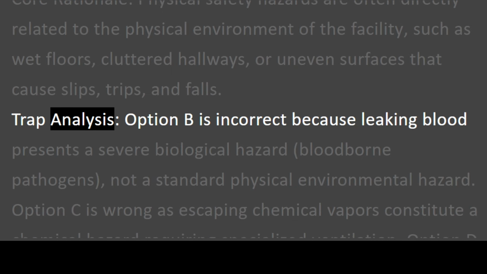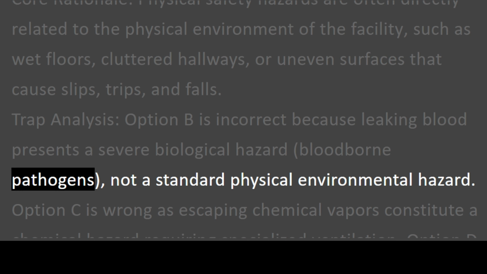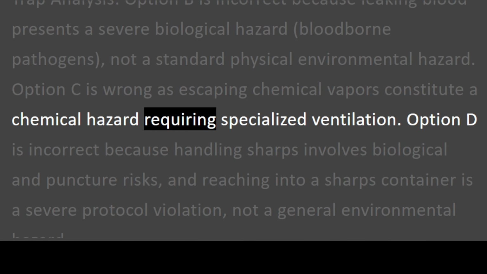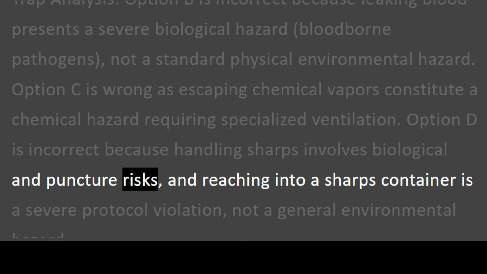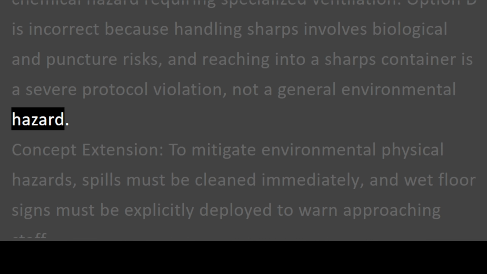Trap analysis. Option B is incorrect because leaking blood presents a severe biological hazard, bloodborne pathogens, not a standard physical environmental hazard. Option C is wrong as escaping chemical vapors constitute a chemical hazard requiring specialized ventilation. Option D is incorrect because handling sharps involves biological and puncture risks, and reaching into a sharps container is a severe protocol violation, not a general environmental hazard.